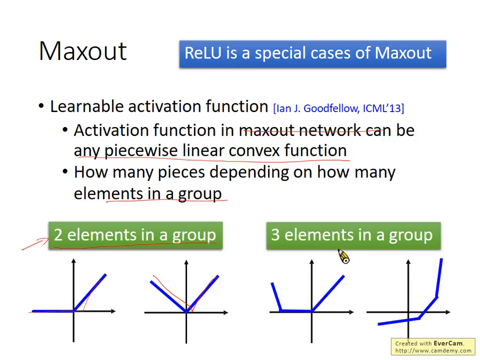And we can also consider maybe 3 elements in a group, so that the activation function can be separated into 3 pieces. And by adjusting the parameter, maybe we can generate an activation function like this one, or maybe like this one. And which one is better? That can be totally trained based on the training data. Okay, so we can use the Mixout network to learn the activation function.